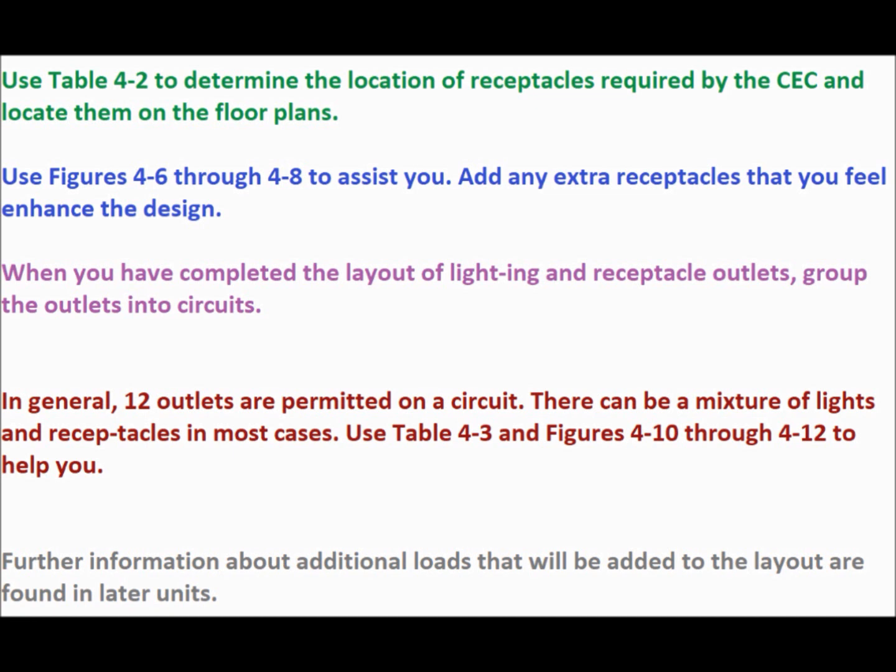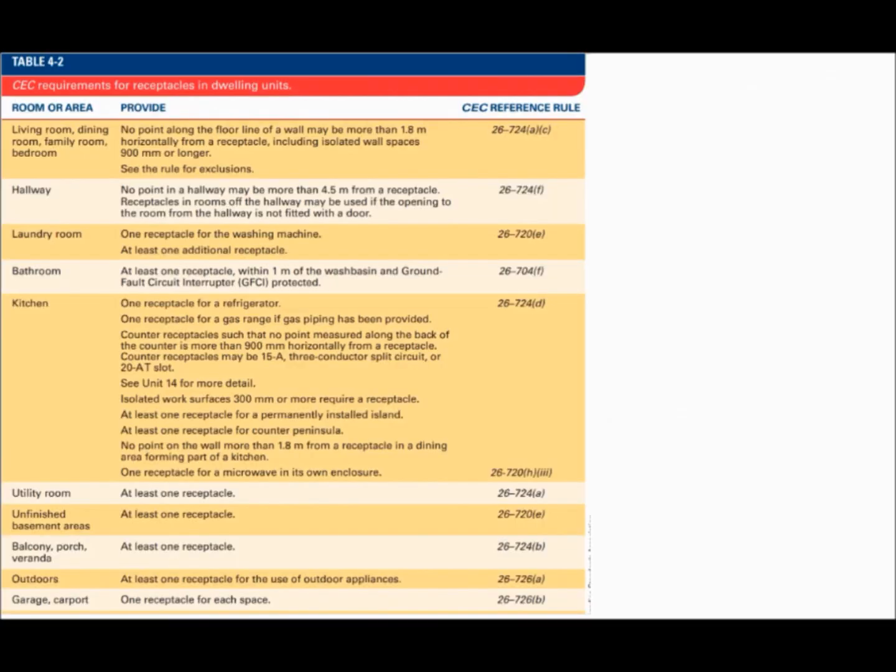When you have completed the layout of lighting and receptacle outlets, group the outlets into circuits. In general, 12 outlets are permitted on a circuit. There can be a mixture of lights and receptacles in most cases. Use Table 4.3 and figures 4.10 through 4.12 to help you. Further information about additional loads that will be added to the layout are found in later units.